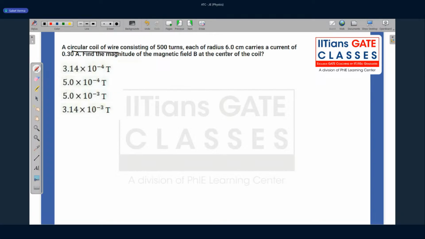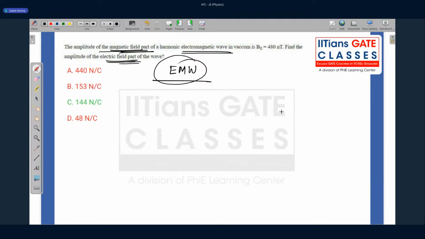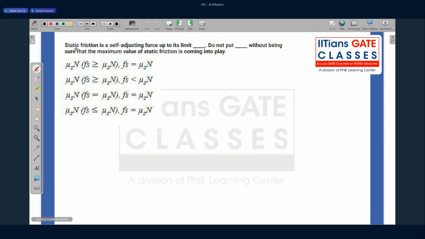A circular coil of wire consisting of 500 turns, magnetic field at the center. So magnetic field, that means magnetostatic we have to study. Magnetic field, again amplitude of magnetic field, so again you have to calculate the electromagnetic wave. Okay, electromagnetic wave, because it is asking about both magnetic field and electric field of the electromagnetic wave. So what are the important topics you have got till now? Electrostatic, magnetostatic, electromagnetic induction, electromagnetic waves. And then again an electromagnetic wave question is there, so you can calculate this. And again the Newton law of motion, that is based on friction.